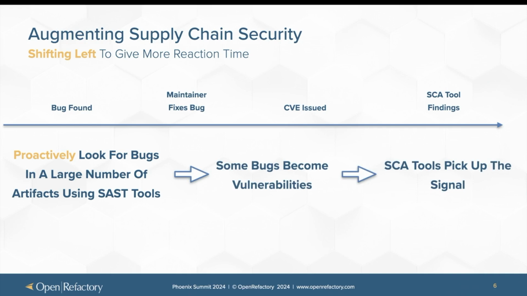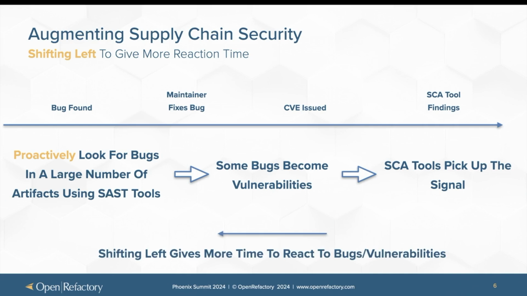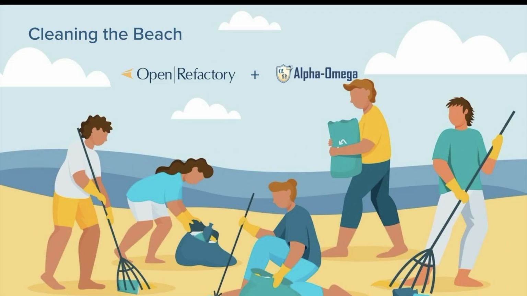If that proactive scanning report is available to you, that allows you to shift left and gives you more time to react to the bugs or vulnerabilities. This is going to be very useful because you don't have to work under duress when a CVE is found in order to mitigate that. You can get ahead of time information and take measures appropriately so that you don't get a bad surprise.